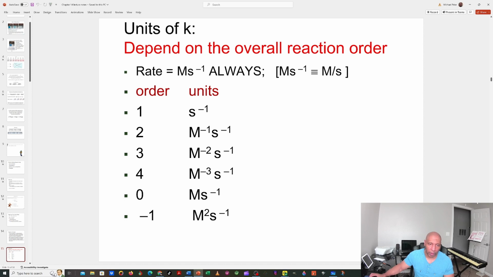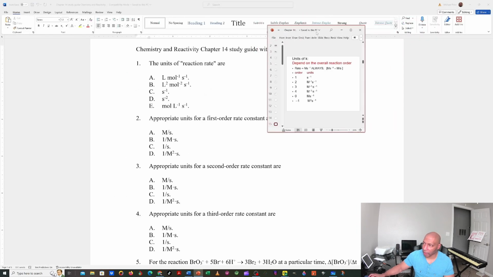If it's third order overall, 3 minus 1 is 2, so it's going to be M to the minus 2, s to the minus 1. So you're always going to have that s to the minus 1. And remember that M stands for moles per liter. But if it's negative, that means it's in the denominator. So M to the negative 1 is liters per mole. If it's M to the negative 2, it would be liters squared per mole squared per second. If it's M to the negative 3, it would be liters cubed per mole cubed per second. So just keep that in mind.